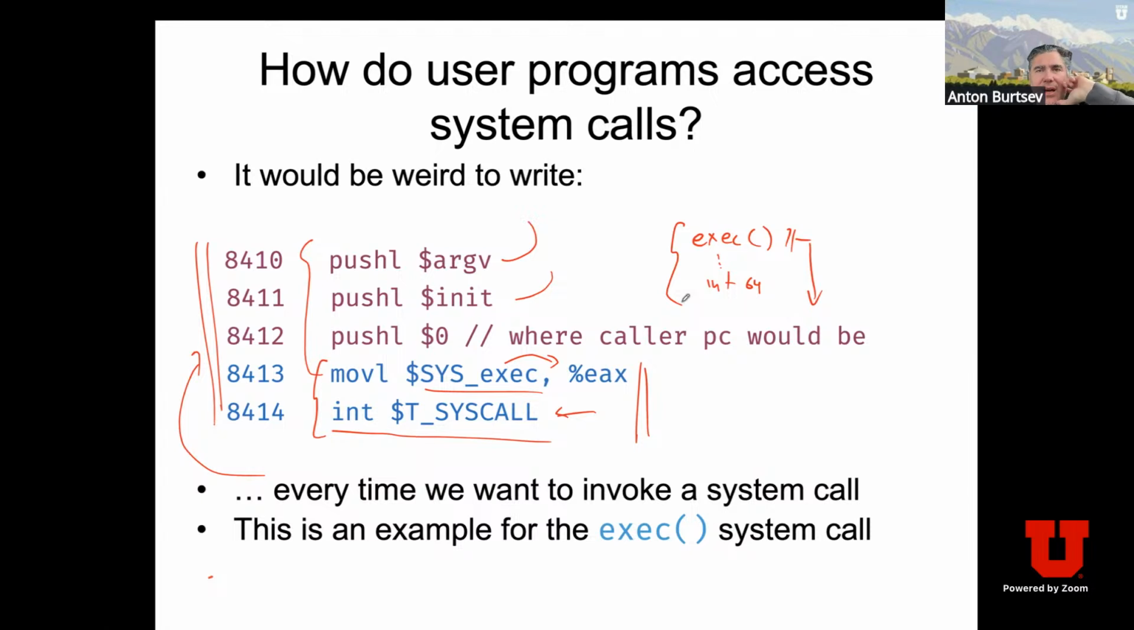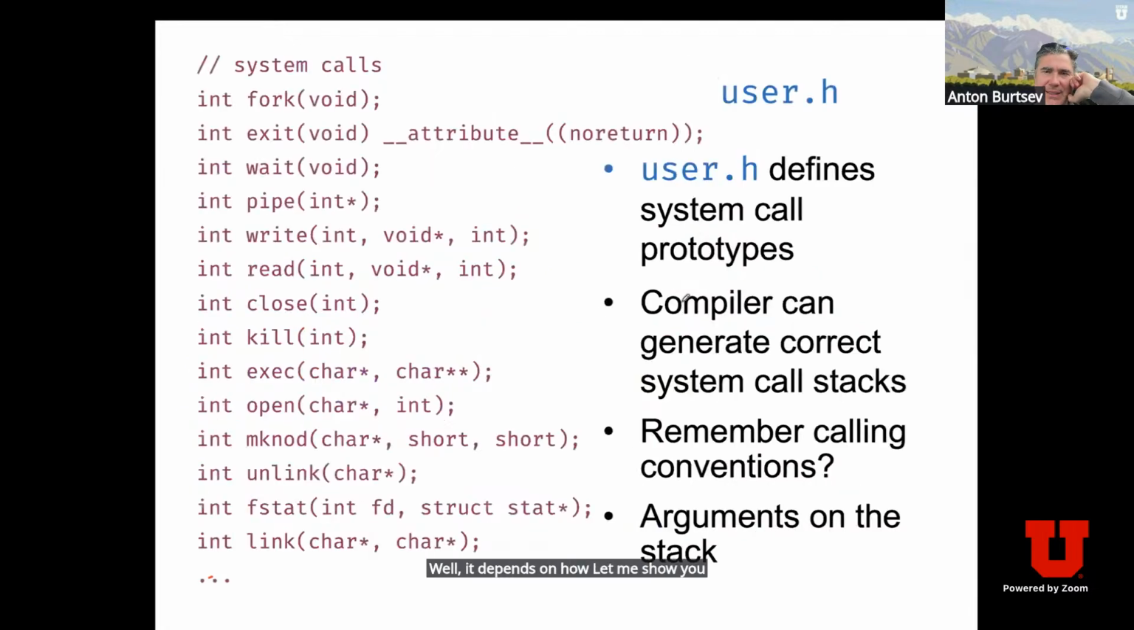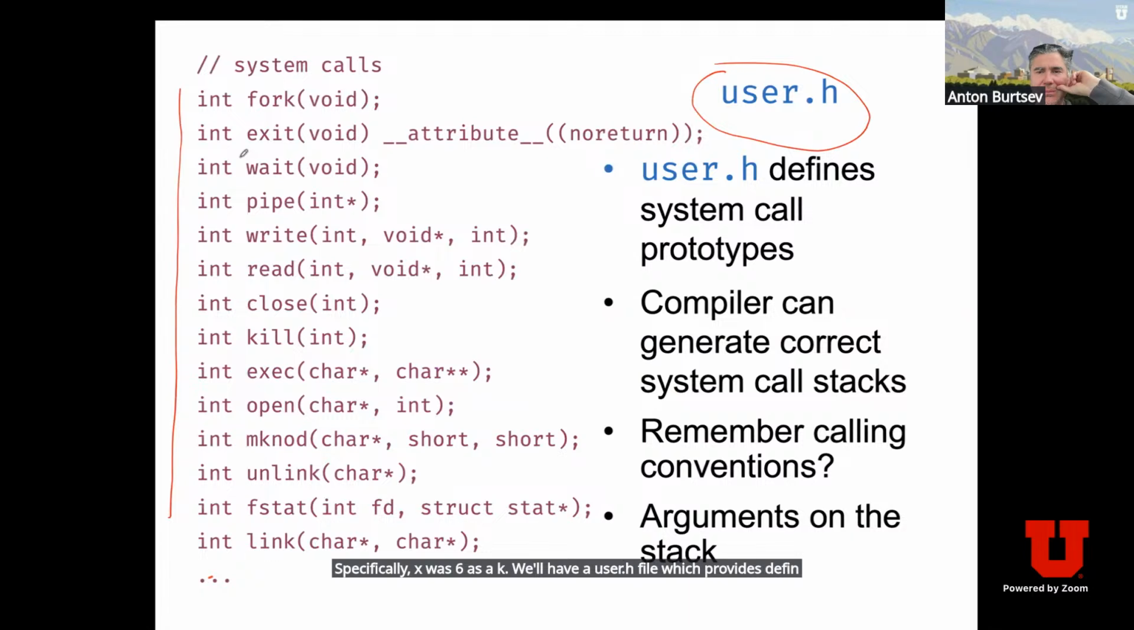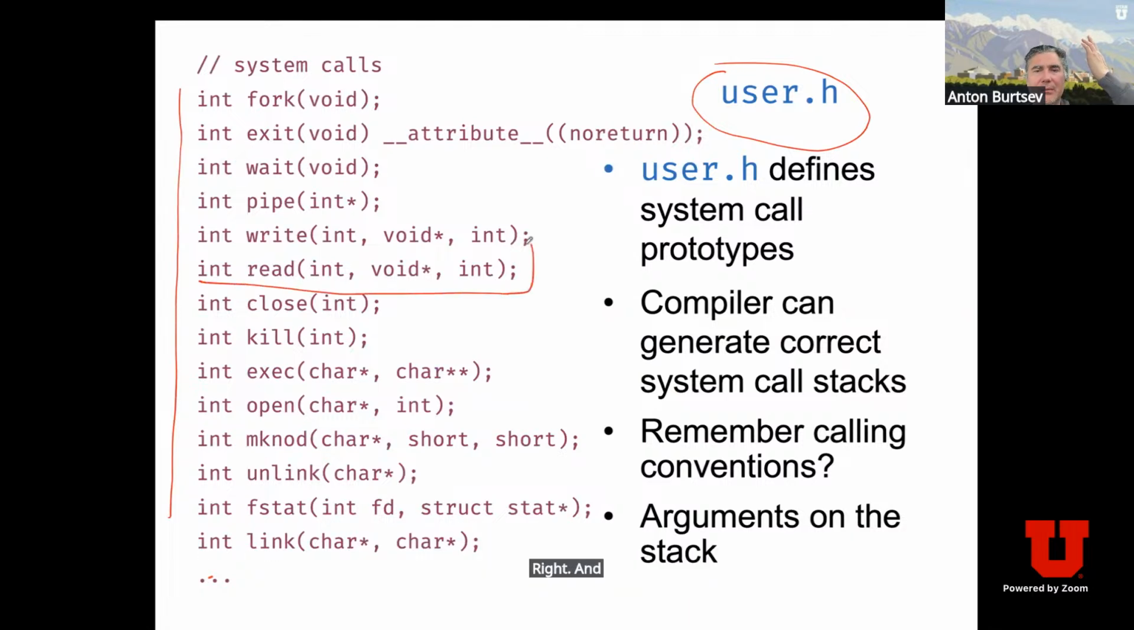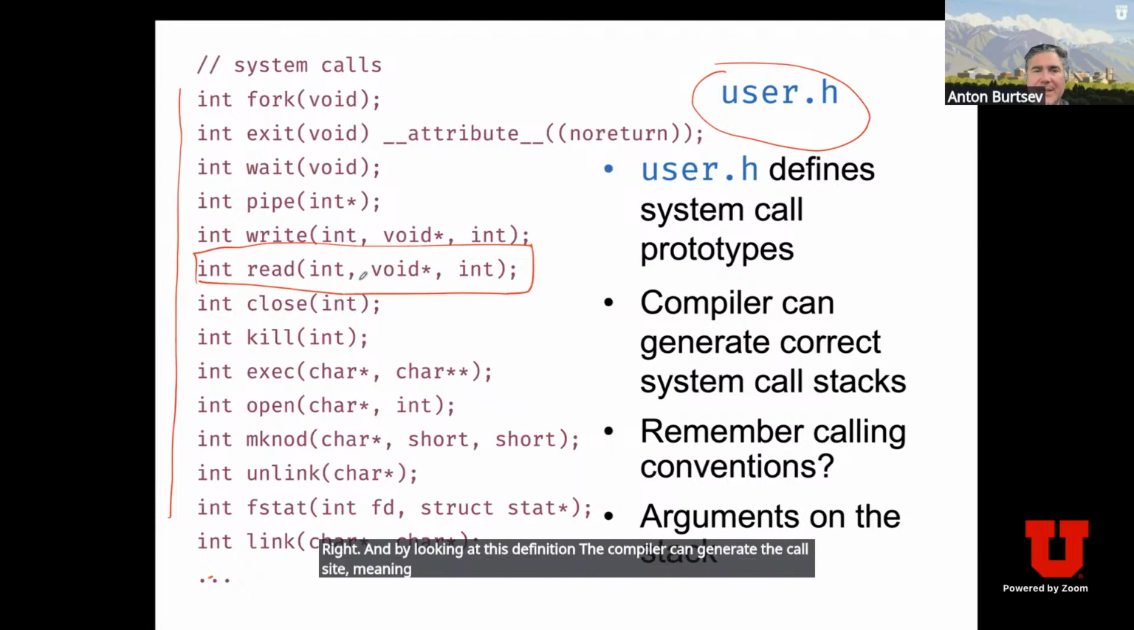Well, it depends on how. Let me show you one way how xv6 does it. Specifically, xv6 says, okay, we'll have a user.h file, which provides definitions for all system calls, right? And by looking at this definition, the compiler can generate the call site, meaning that it knows that the read system call will need 3 arguments: an integer, a void pointer, and an integer for size. So this is the file descriptor.